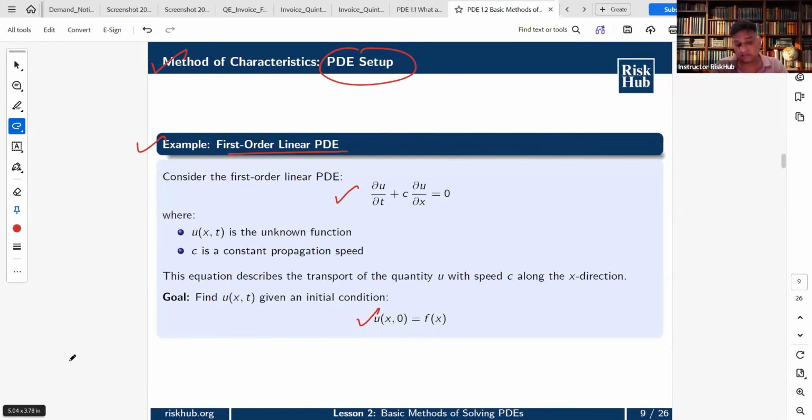And the financial example is that a term structure curve can roll through time. Some PDEs describe how information moves along the maturity dimension, right? So this is what we are looking at. This equation describes the transport of the quantity u with speed c along the x direction.